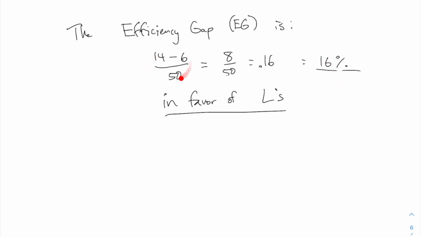This is what I care about right here: 14 minus 6 over 50. All right, in favor of the L's. This is how you find the efficiency gap. So this suggests that that map is packing the L's more so than it is packing the D's. Any questions about that?